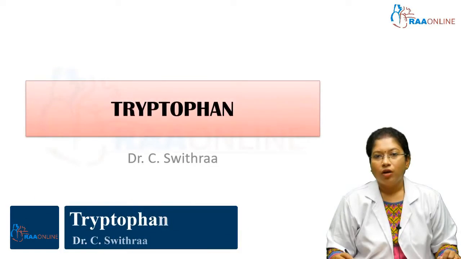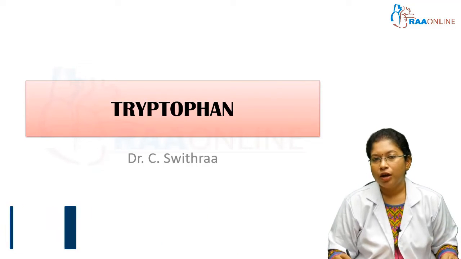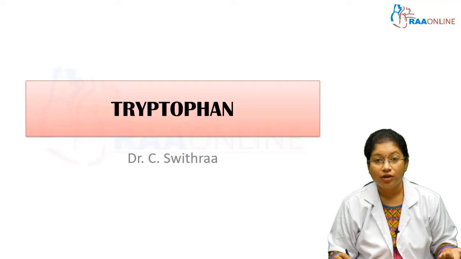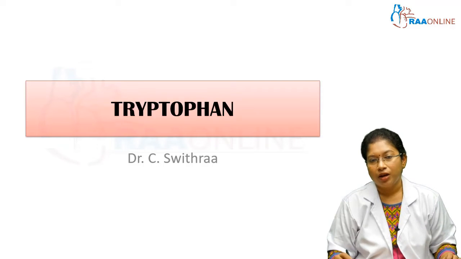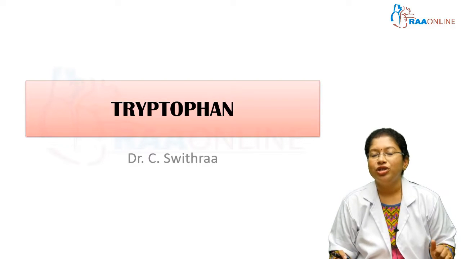Hello all. We know that aromatic amino acids consist of three amino acids: phenylalanine, tryptophan and tyrosine. We have already seen the phenylalanine and tyrosine metabolism. So today's session is about tryptophan metabolism. Like phenylalanine, tryptophan is also not synthesized in our body. So this is an essential amino acid.